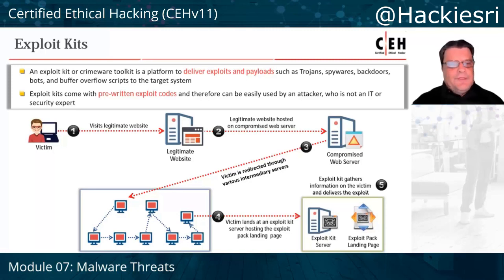Here again, we see the flow chart, starting with a victim. They visit what they think is a legitimate website. The legitimate website, in fact, is compromised or hosted, and this compromised web server is then something that redirects the victim through various intermediate servers, such that the victim lands on an exploit kit server hosting the exploit pack landing page. Finally, the exploit kit gathers information of the victim and delivers the exploit.